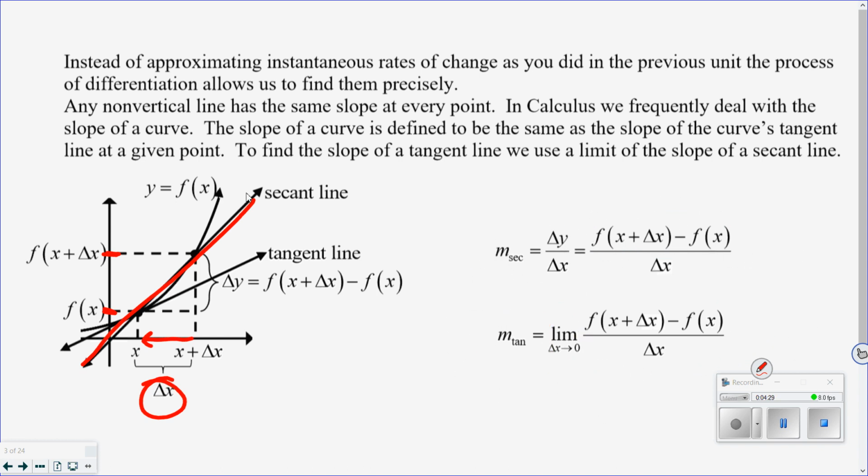Just to review, this is important. You can underline this in your book here. It says the slope of a curve is defined the same as the slope of the curve's tangent line at a given point. So if you're asked to find the slope of a curve, it's exactly the same as the slope of the tangent line. So that's really what we're looking for, the slope of the tangent line.